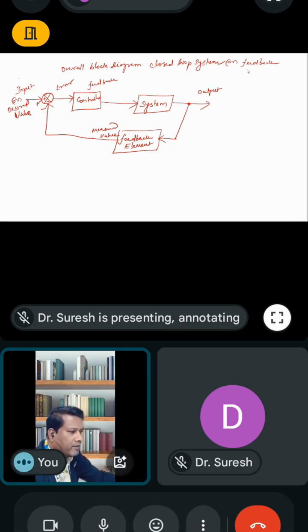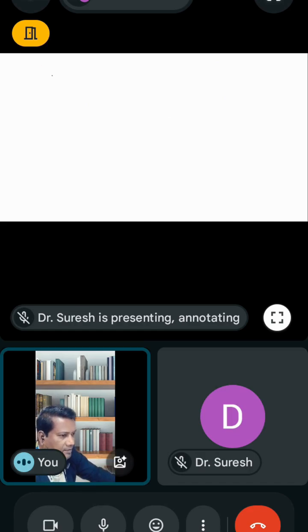So now I hope everyone is clear about types of control system, open loop and closed loop control system, and the general block diagram of each. Now we see one simple example.